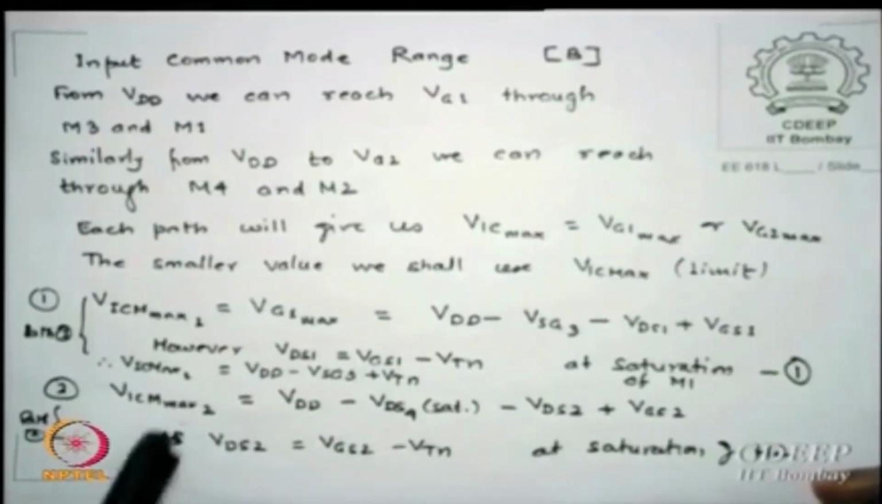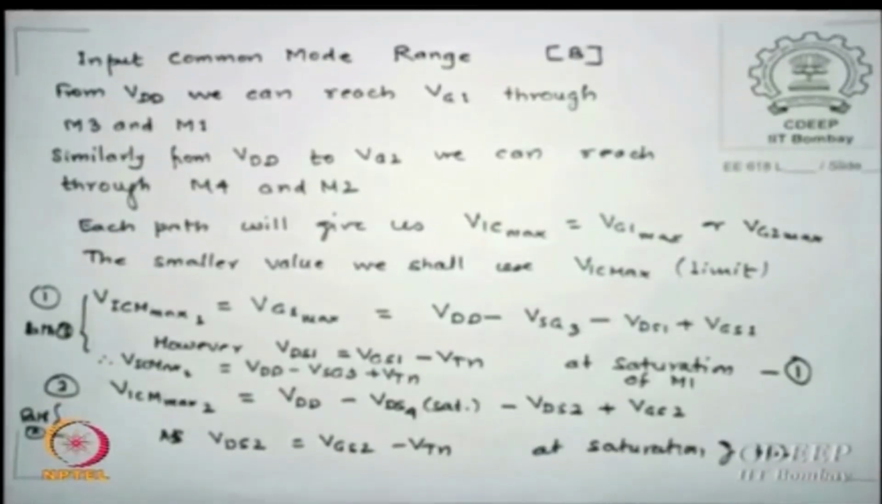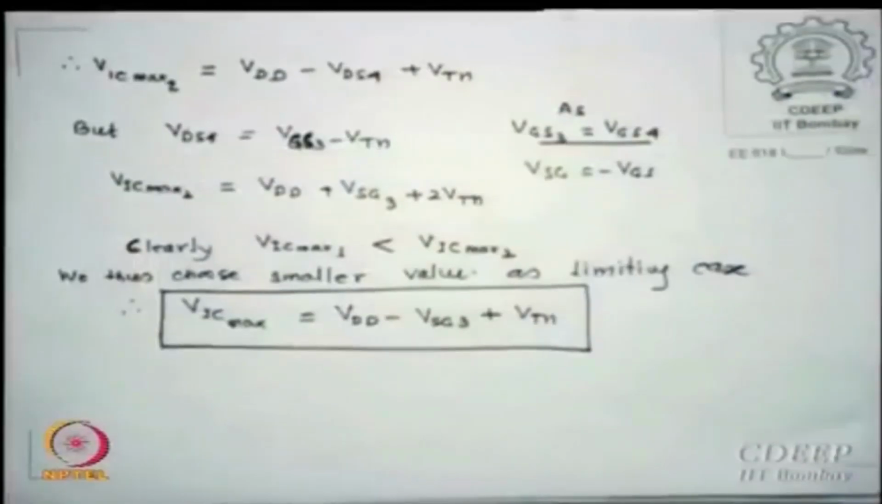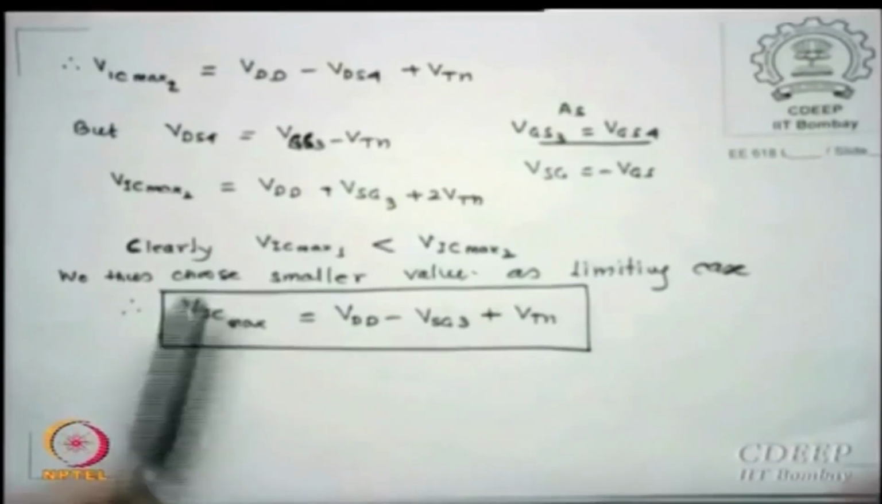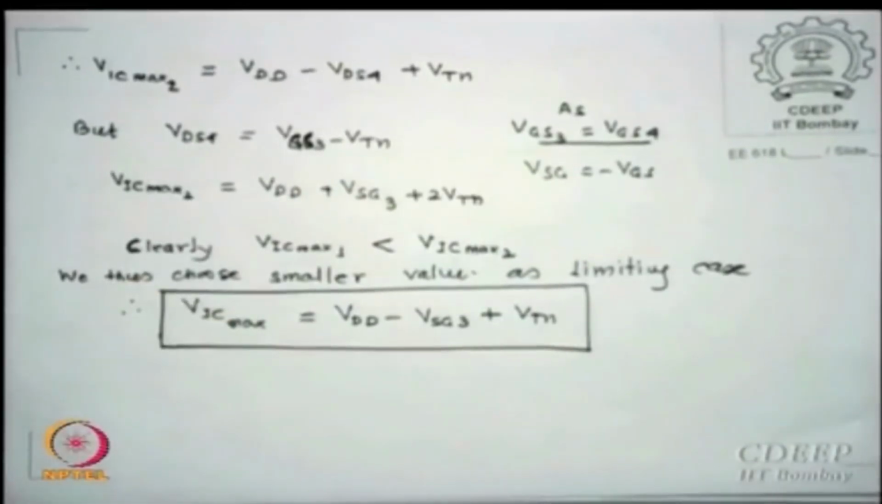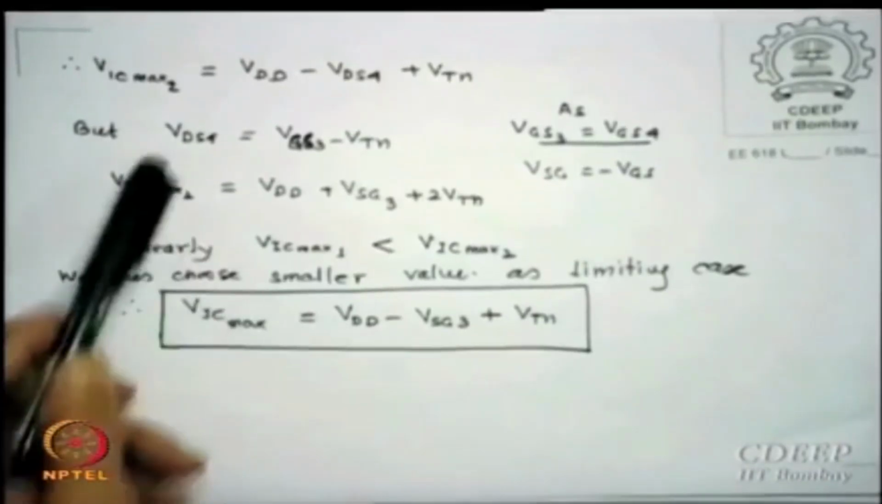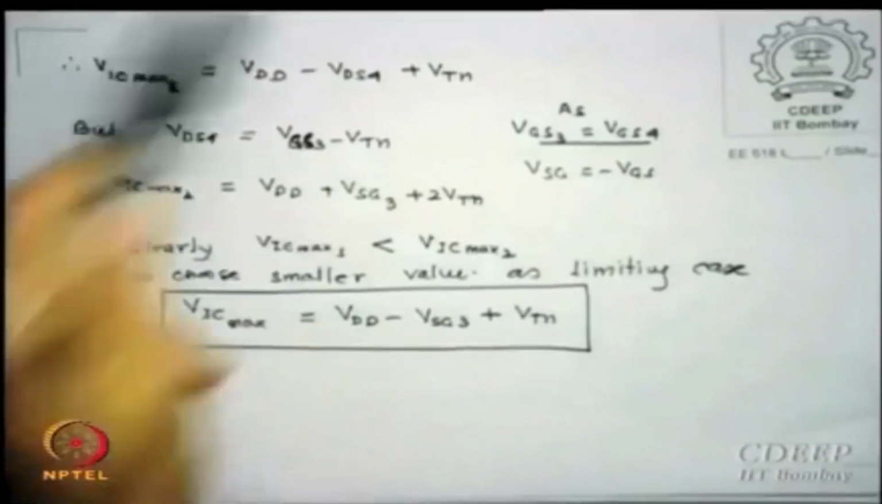So I substitute this VDS2 here. Magnitude wise, you are right, subtract VSD by 2, but it does not matter as far as the p channel device, everything is in the opposite sense. So if I substitute this, I get VIC maximum 2 is VDD minus VDS4 plus VTN. But VDS4 is VGS4 minus VTN, and VGS4 is VGS3, we have connected them. So I write VDS4 is VGS3 minus VTN and substitute that again here.